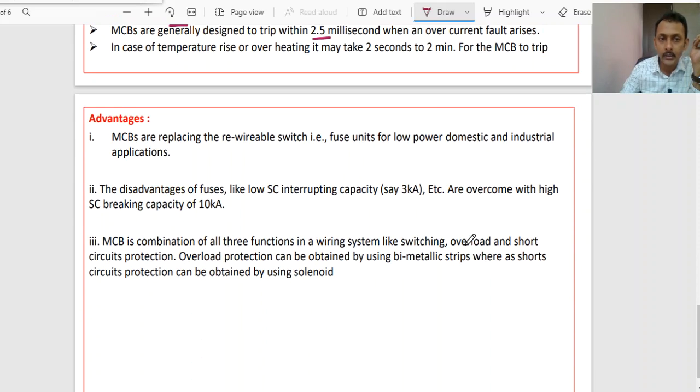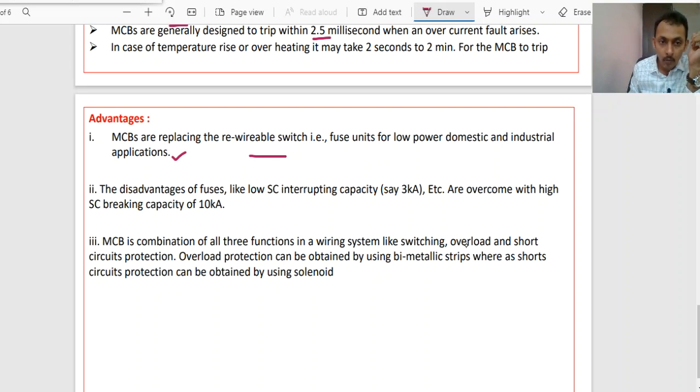Coming to its advantages, MCBs are replacing rewirable switch or fuse units for low power domestic and industrial applications. Instead of using a rewirable fuse, it is better to go for an MCB, because it is going to not only break the circuit, but also make the circuit. Once the fault is cleared, the circuit will automatically be made into the on position.